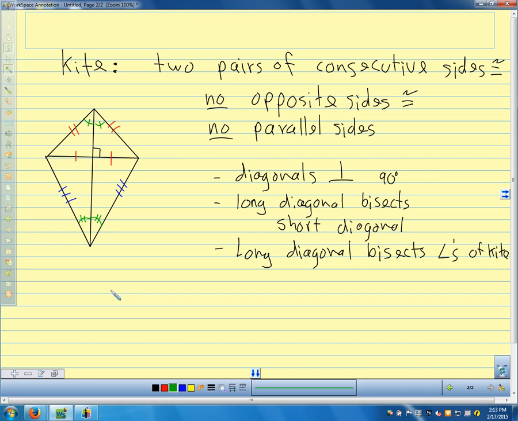We'll do a little bit with kites. Mostly we'll work with parallelograms, rhombuses, squares. All right, questions on our labels? Everybody have your graphic organizer filled?